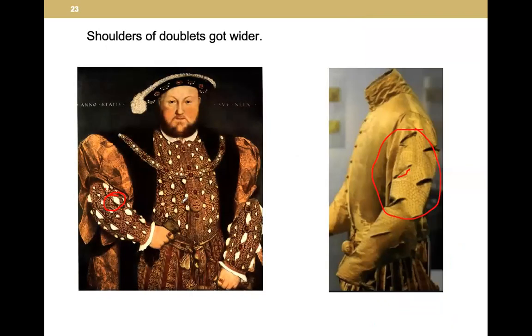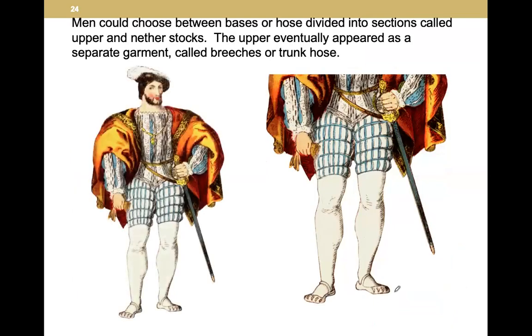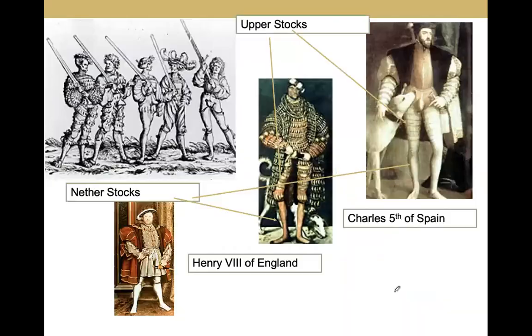So in England, the shoulders of the doublet got wider. So the shoulders were wider, and many times the lower part would be more slim. This is just showing that in different parts of Europe, they kind of wore things differently. So in England, they were more likely to have the base or the more full breeches. In Spain and Italy, they were more likely to have the more fitted upper stocks and then the more fitted lower stocks as well. So it wasn't as full on the bottom.